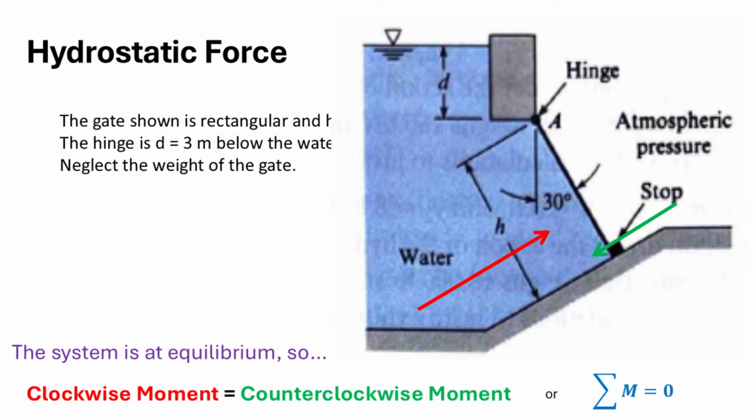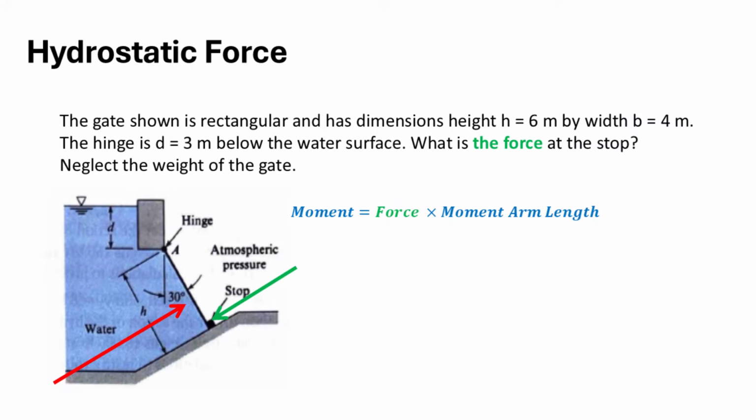The system is at equilibrium, meaning that the clockwise moment introduced by the stop force at the far end of the gate is balancing the counterclockwise moment created by the hydrostatic force. This is our starting point. As we know, that moment is the product of force and moment arm length.